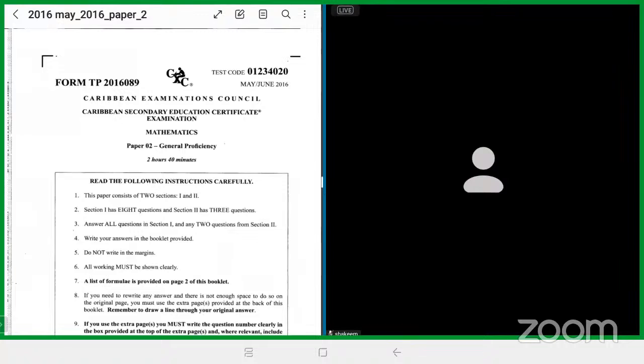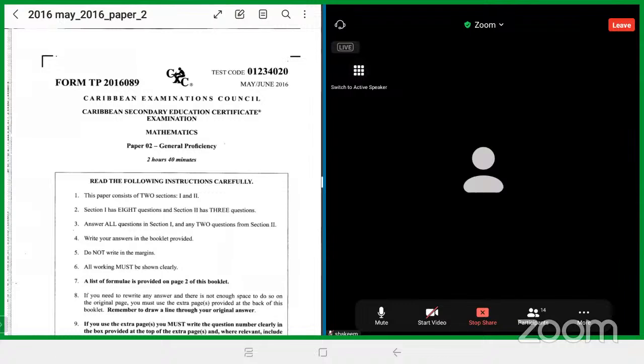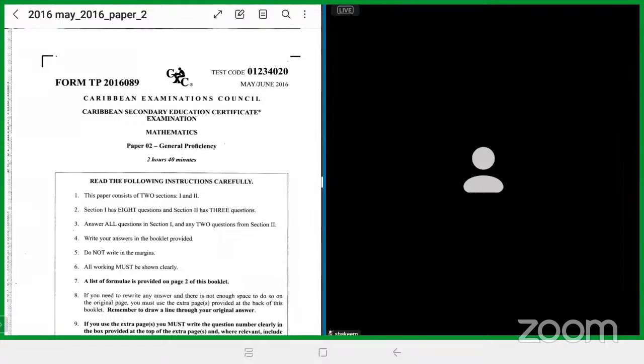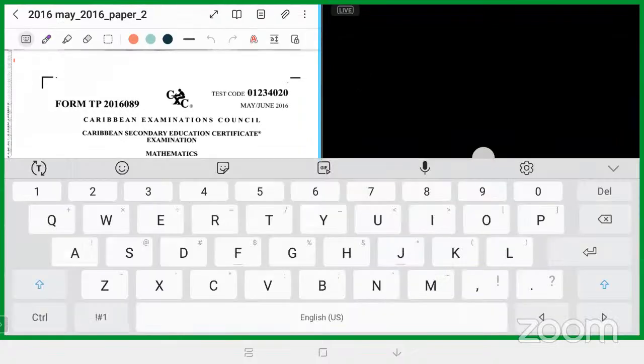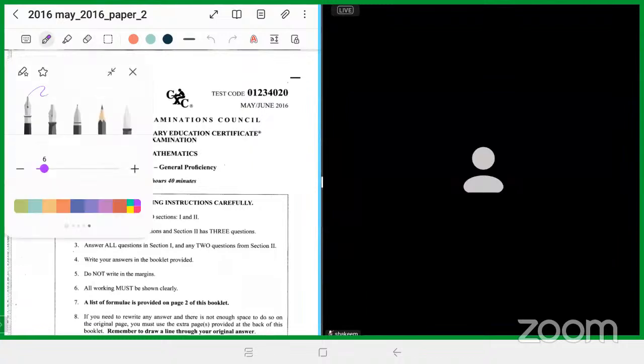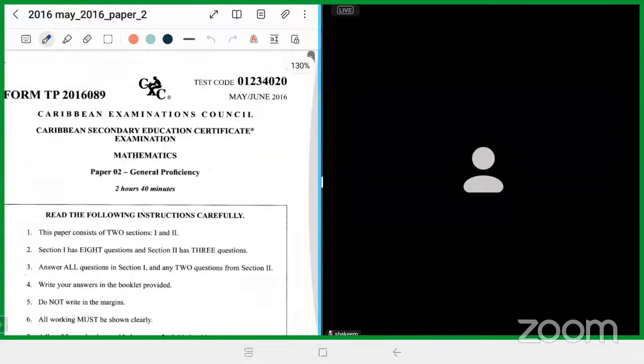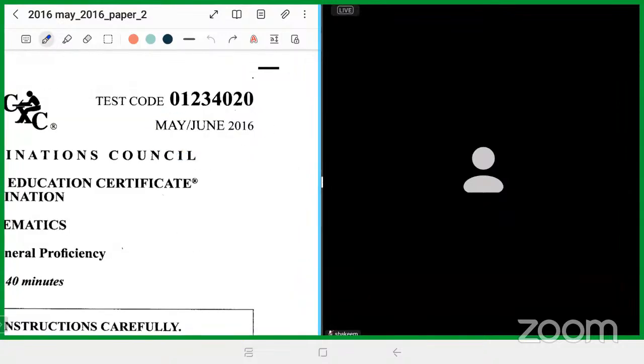Okay, so let's do this. I sent this paper for you to do. It's a revision, part of our process of having continuous revision. We're going to be doing this paper. I selected questions from it based on the topics that we have covered already. This is the May 2016 paper, and we're going to work through a number of questions on it for revision.